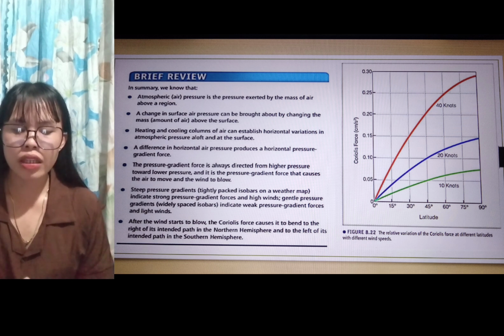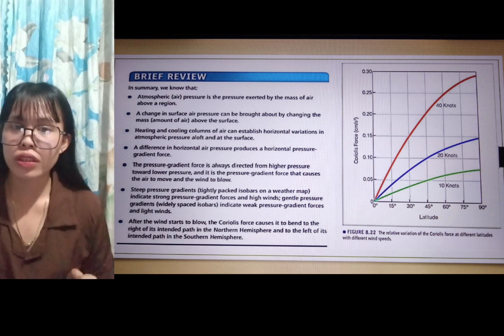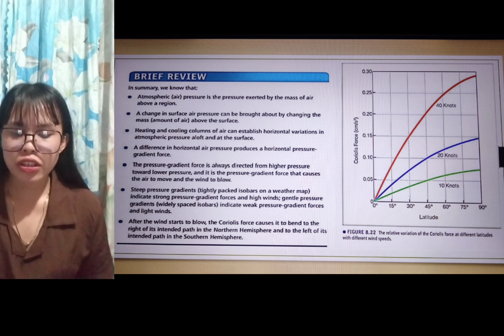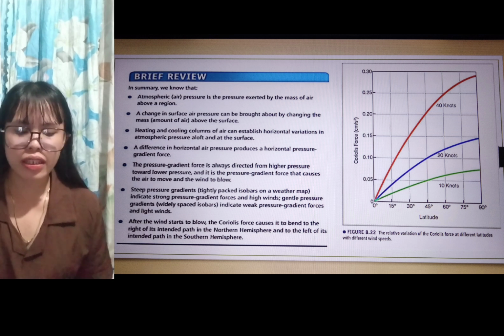So kato nang ginaingon nato nga ang pressure gradient force mo move dyan siya from higher pressure padung sa lower pressure. Steep pressure gradients, tightly packed isobars on a weather map, indicate strong pressure gradient forces and high winds. Gentle pressure gradients, or widely spaced isobars, indicate weak pressure gradient forces and light winds. After the wind starts to blow, the Coriolis force causes it to bend to the right of its intended path in the northern hemisphere and to the left of its intended path in the southern hemisphere.